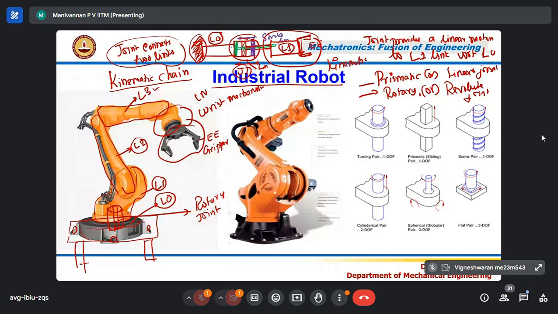Who is providing the relative motion? The joint. Without the joint, there is no motion. Relative motion will not happen. So this is a prismatic joint.